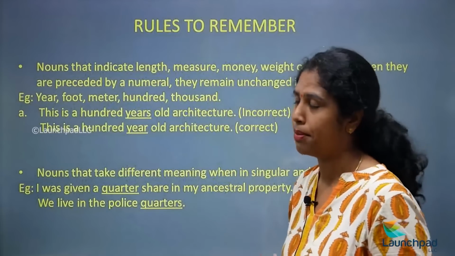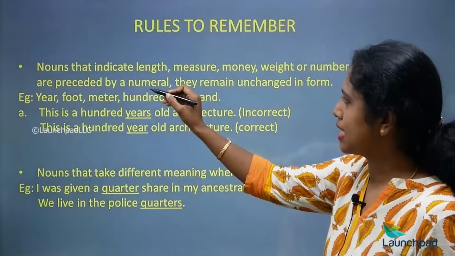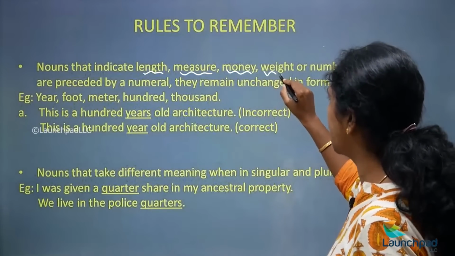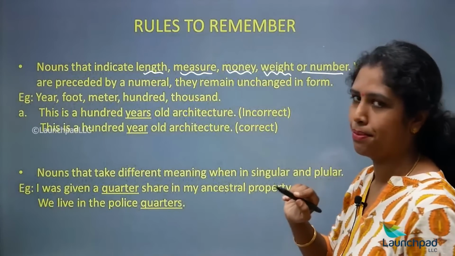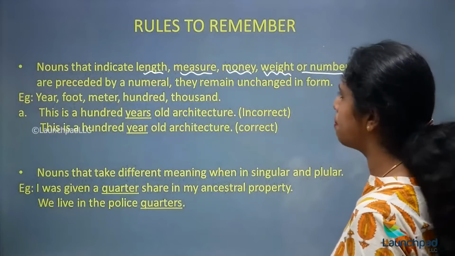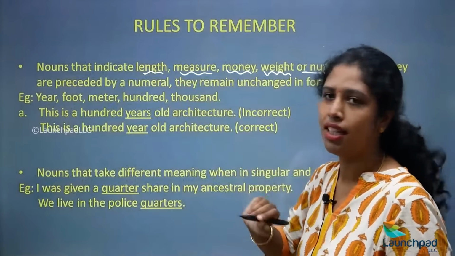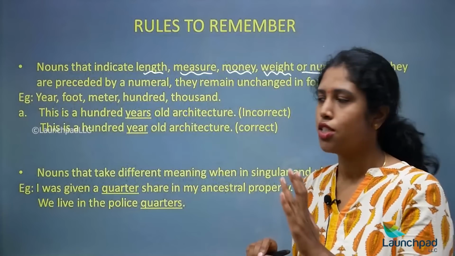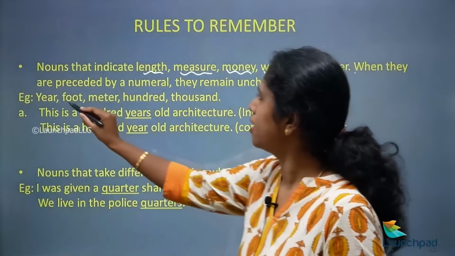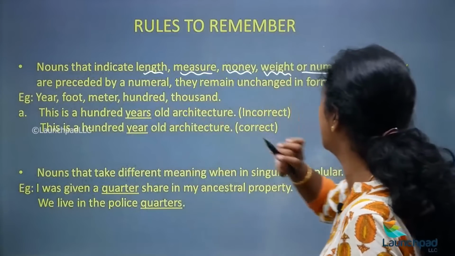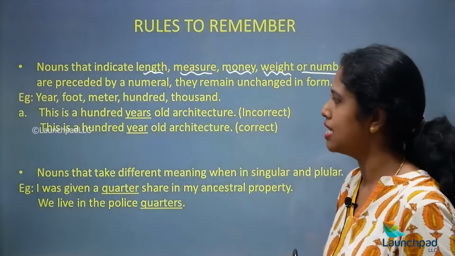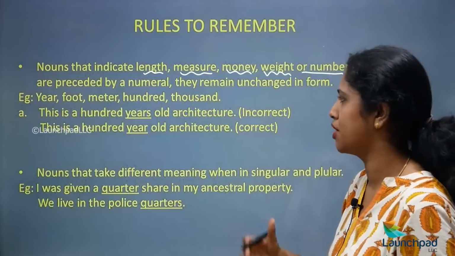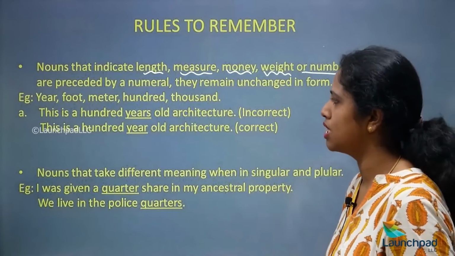Next, in the same nouns, nouns that indicate length, measure, money, weight or number. Okay, so when they are preceded by a numeral, they remain unchanged in form. Okay, so what are they telling? See, for example, year. Okay, so what is year? It indicates a number. Yes, foot, it indicates length. Meter, it indicates length or measure. So 100 is a number, 1000 is a number.